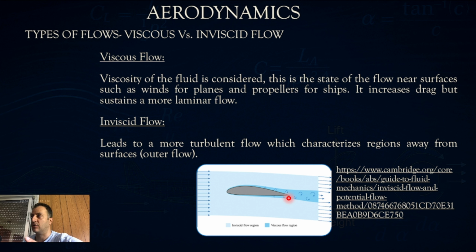That's a wing section. Meanwhile, inviscid flow, which is more turbulent, characterizes regions away from the surface. As you notice, the flow is more viscous near the surface, but when it goes further from the surface, it starts to form vortices. It starts to become more turbulent. This is what we mean. Inviscid means that the viscosity has no effect. That's for the areas away from the wing.